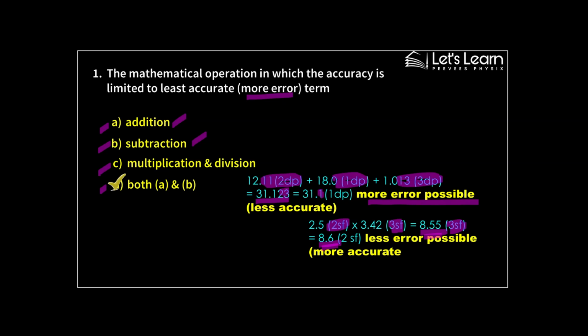Here, how many of them did we throw away? 2 decimal places we threw away. Here we are throwing away only 1 decimal place. So less error possible. Less error possible means more accurate. They wanted least accurate. So it is not multiplication or division. It is addition and subtraction. So the answer is D.